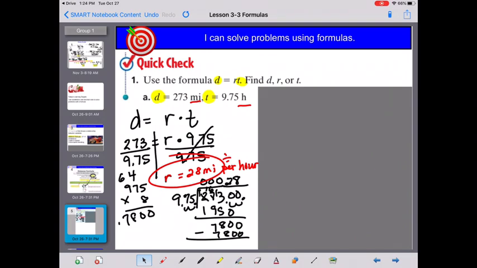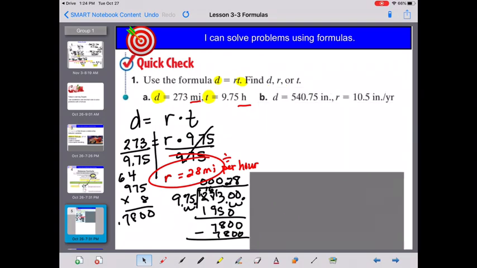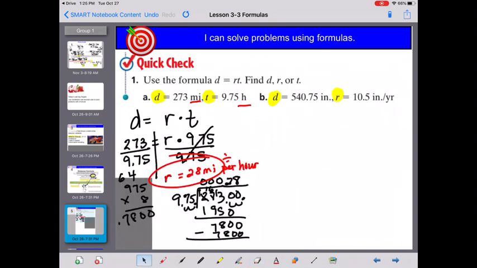All right, I would like you to try by pausing the video and try the next problem in B. And notice that in B, you're given the distance and the rate. So you need to find the time in that problem. So go ahead, give it a try, and come on back.